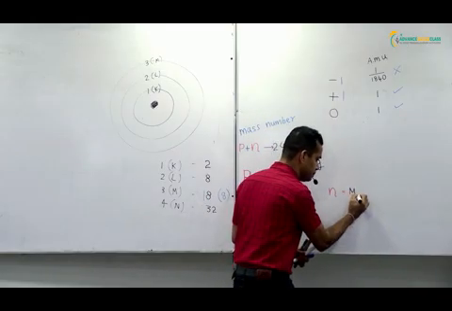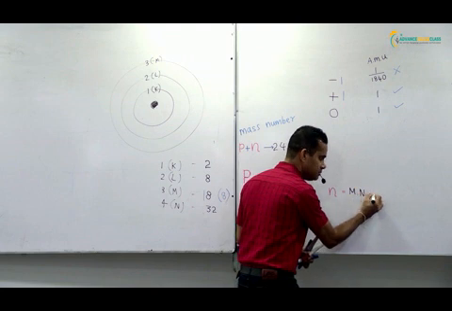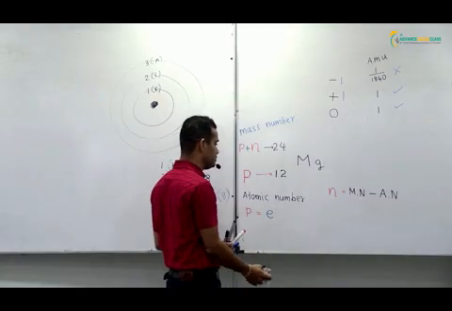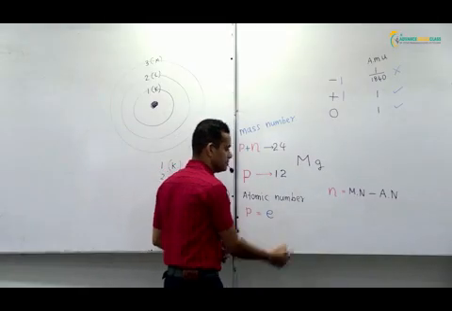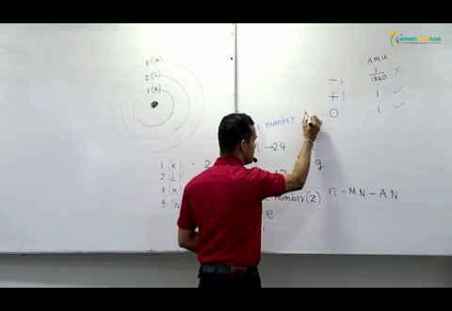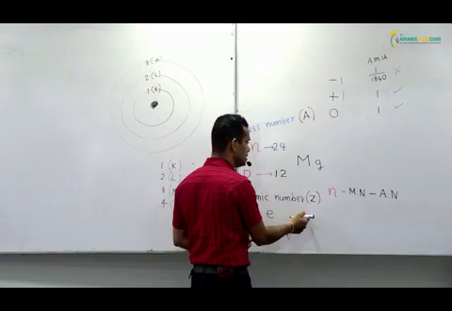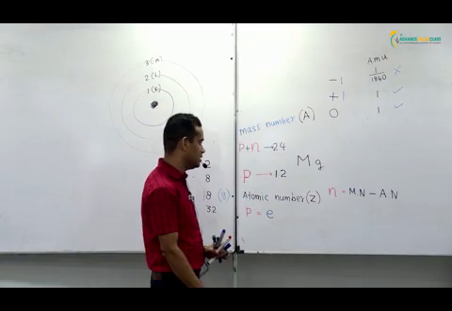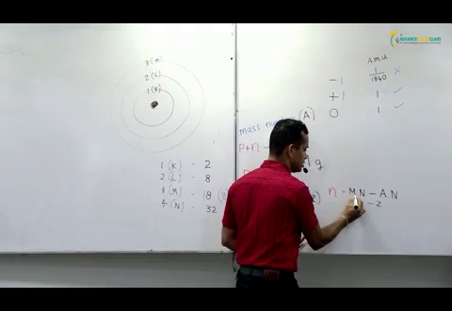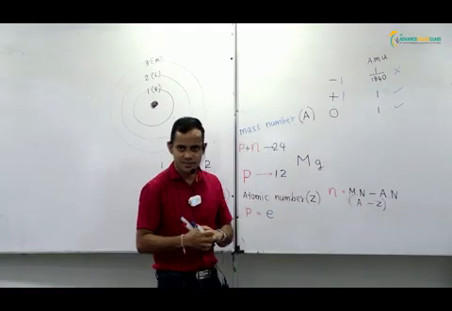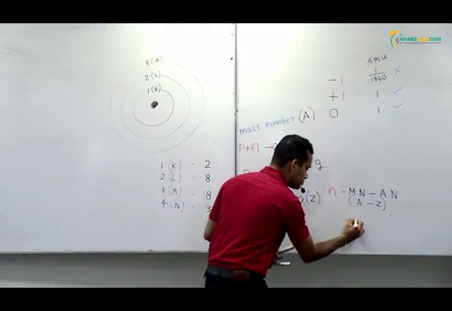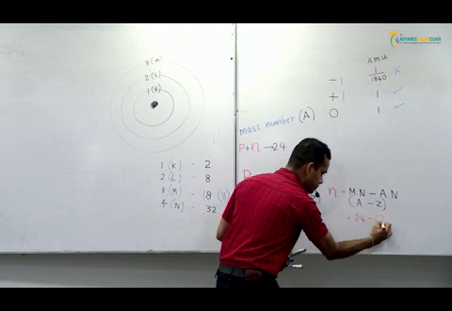Right. So I write here mass number minus atomic number, and this atomic number is called Z, and mass number is called A. Remember, A is not the atomic number, A is the mass number. In other words, you get A minus Z neutrons. Simple. How many neutrons are there then? If we take this, 24 minus 12, neutrons 12.